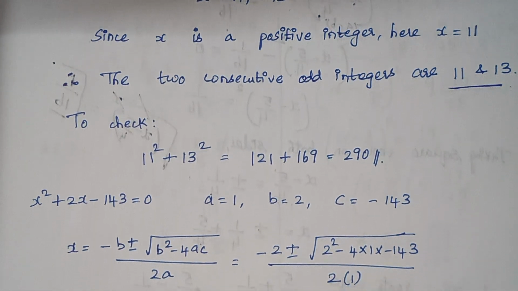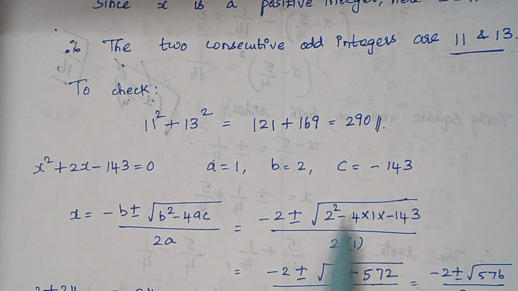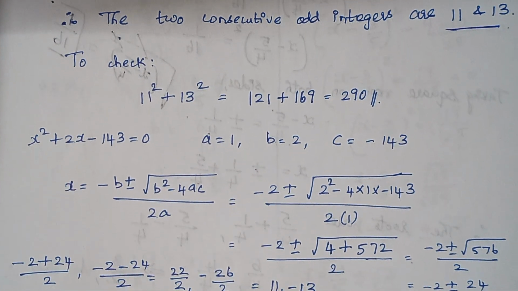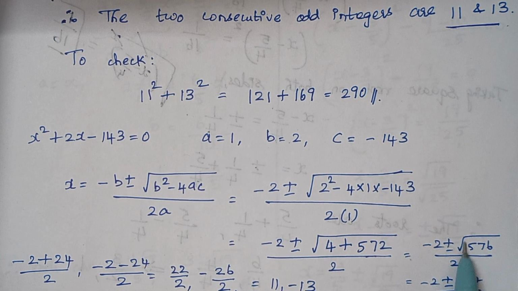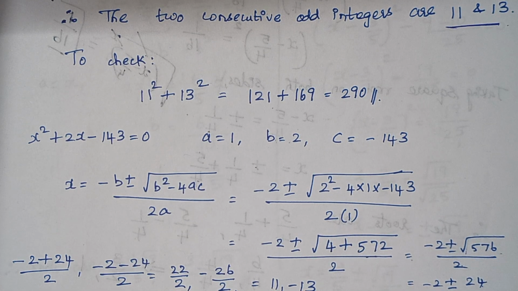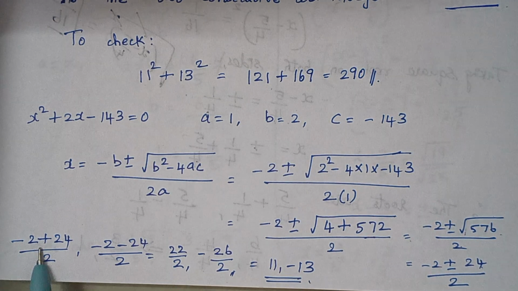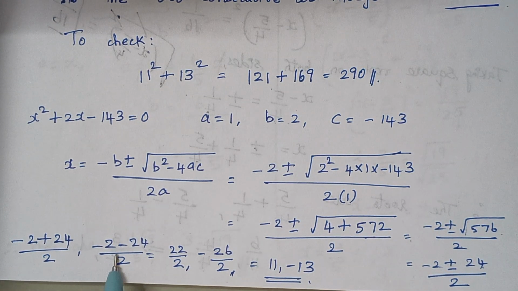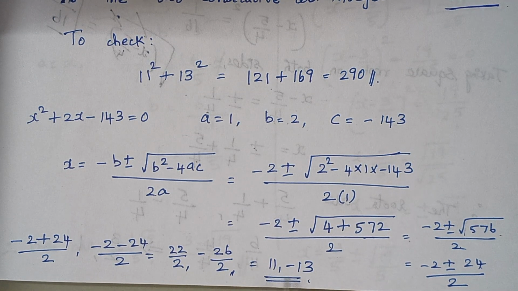So how to find x? This is given by minus b plus or minus root of b square minus 4ac, by 2a. We know the values of a, b and c. When you substitute and solve, we have minus 2 plus or minus square root of 576 by 2. The square root of 576 is nothing but 24. The next step is to split the roots. Minus 2 plus 24 by 2 is one root and minus 2 minus 24 by 2 is the other root. When you simplify, we have 22 by 2 comma minus 26 by 2, which gives the answer 11 and minus 13.